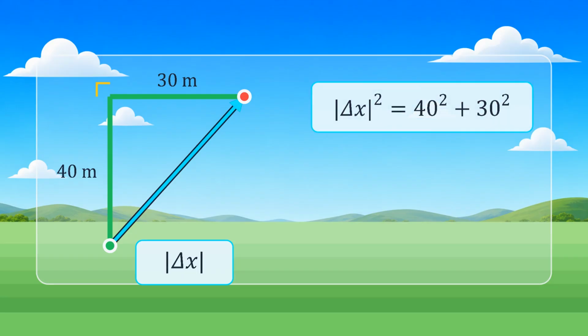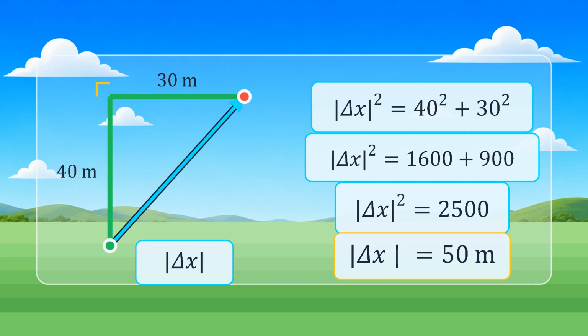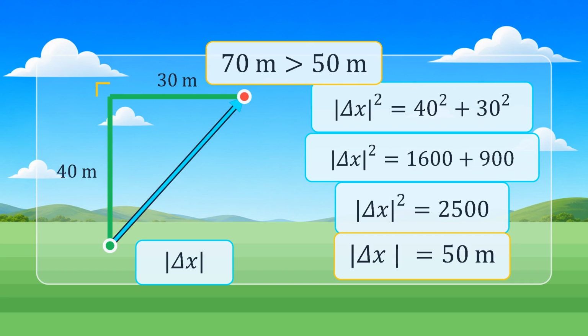We can find that length with the Pythagorean theorem. The magnitude of displacement squared equals 40 squared plus 30 squared. 40 squared is 1,600, and 30 squared is 900. Their sum is 2,500, so the magnitude of displacement is 50 meters. For this motion, the distance traveled is 70 meters, while the magnitude of displacement is 50 meters.